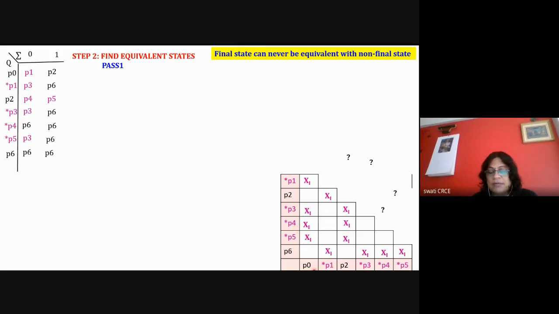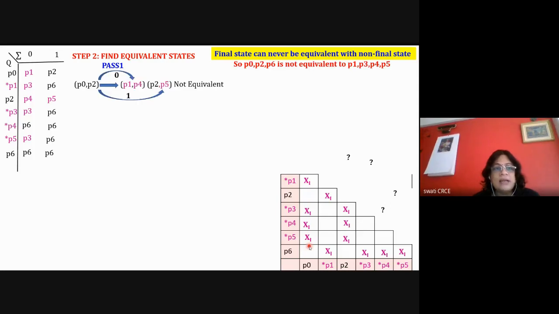So there is a possibility of having equivalence between P0 P6. They may be equivalent. P0 P2 may be equivalent. P2 P6 may be equivalent, or P1 P3 can be equivalent because both are final. P1 and P4 can be equivalent. So for the squares which are empty, there is a possibility of equivalence. So that I'm going to check.